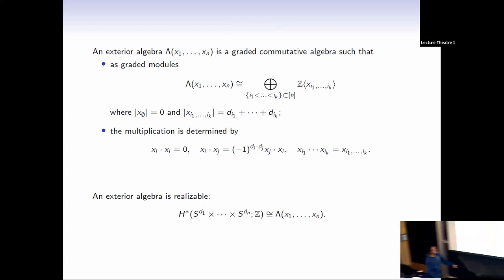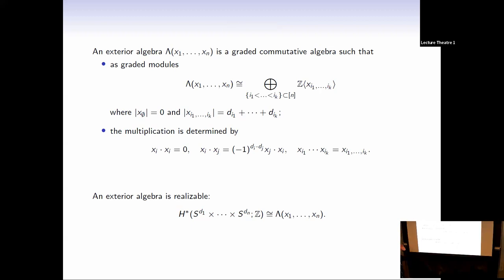Everyone knows that as a graded module, it has an additive basis consisting of exterior powers of the x_i. Here I want to denote the exterior powers x_{i1} times x_{i2} up to x_{ik} by x_{i1...ik}. That is, I want to represent any exterior power of the generators by x_I for some subset I inside the bracket [n]. Here I also assume that the numbers in the subset are ordered in increasing order.